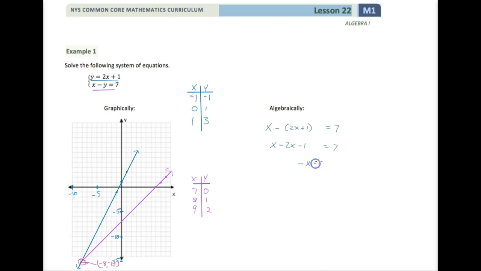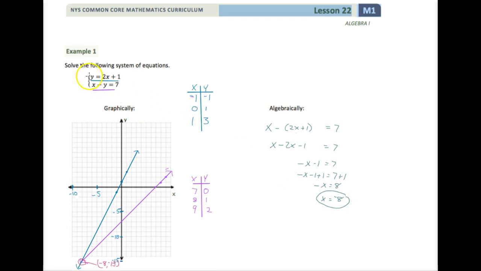Negative x minus 1 equals 7. Negative x minus 1 plus 1 equals 7 plus 1. The opposite of x is 8. That means x is -8. And now we're back to the easy part.